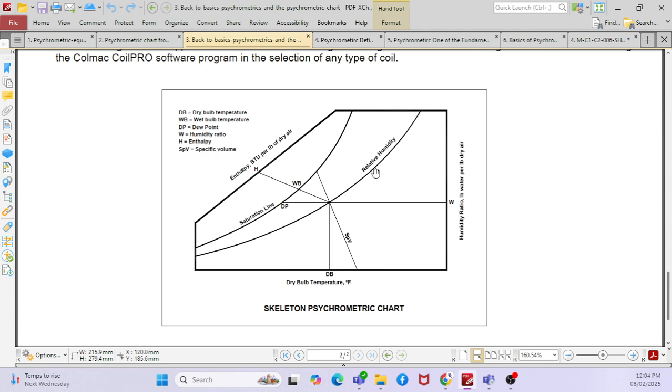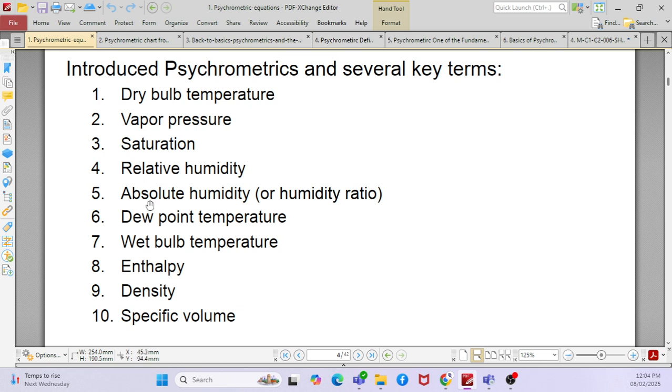The air can be at any point. Say for example, if I have some condition of my air at this point, then here you have the wet bulb temperature, the dry bulb temperature, the humidity ratio, and the relative humidity. So at each and every point we will be talking about all these values. Clear, right?